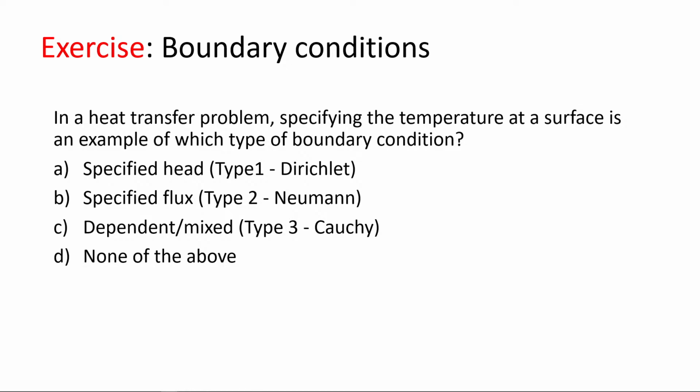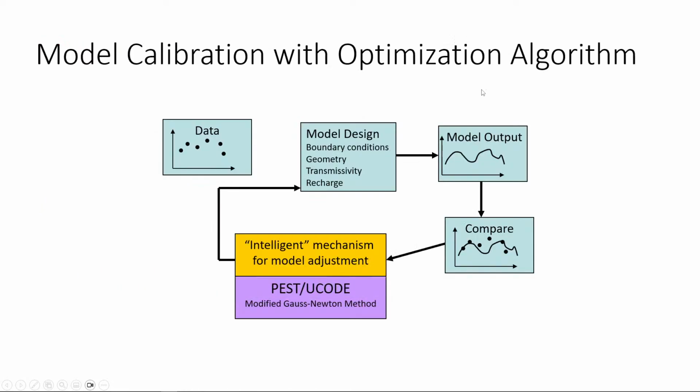A heat transport problem is specifying the temperature at the surface. So now the temperature is specified at the surface. Is the example of which type of boundary condition? Specified head? It is type 1, but it's not a specified head, I'm just specifying the temperature. Specified flux, type 2. Dependent mixed, type 3. It is actually none of the above, because it's not a specified head, it is a specified temperature. This part is correct, type 1 Dirichlet, but it's a specified temperature. So be careful, that could be tricky. Now, last thing we looked at.